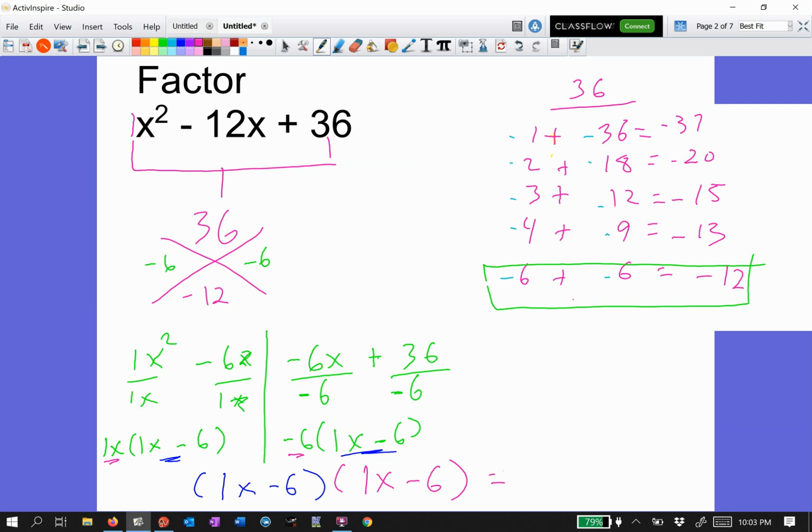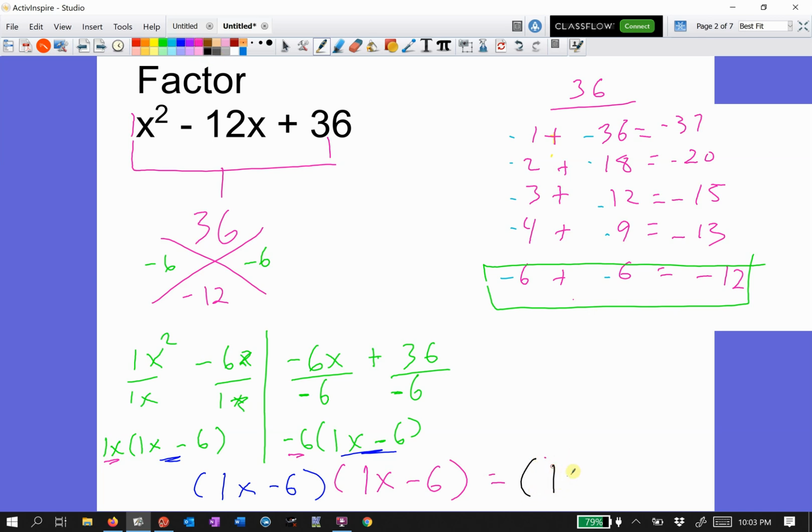Now here's the deal. That was done perfectly. It's done like every other one we've ever done so far. The difference is these two are the same. And when I get two of the exact same things, I can say that it is just squared. So I can write this whole parentheses. Okay, can I write the whole parentheses out?